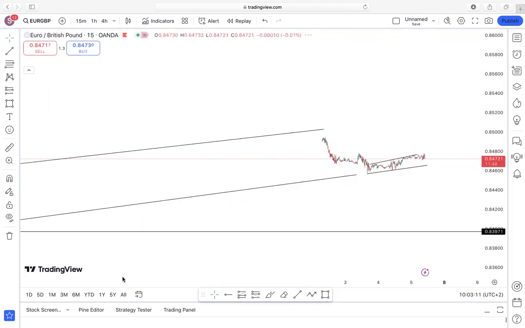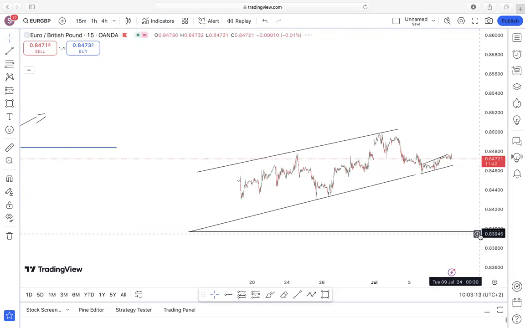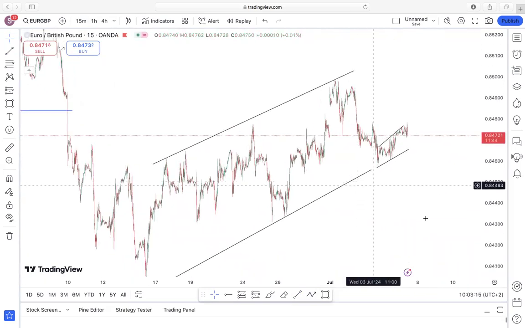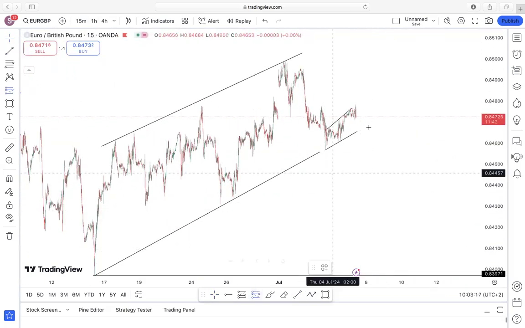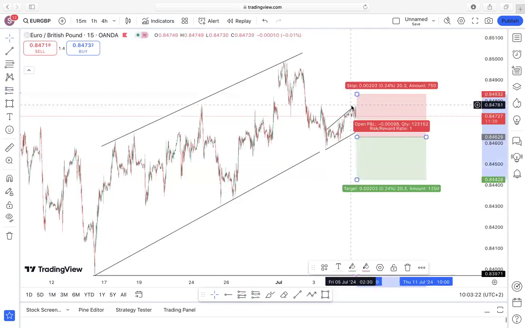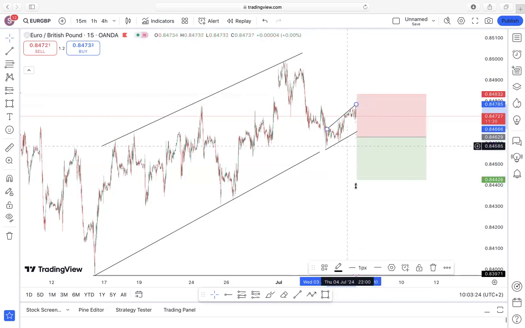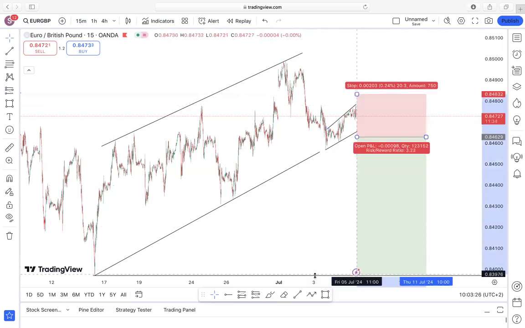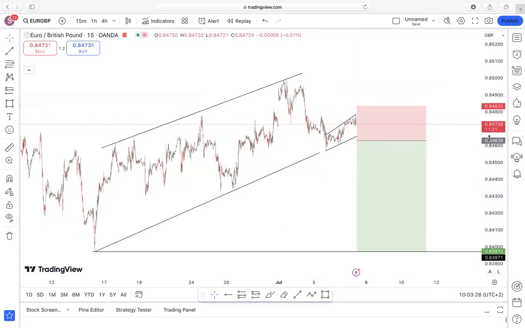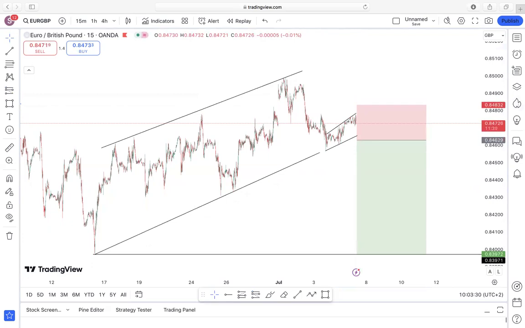Now, when it comes to my entry, how am I looking to execute an entry on this one? So as you can see, we already have this as our continuation pattern. So all I have to do is enter on the breakout and place my stop loss above the structure and my take profit all the way to the downside. So this is how I'm looking at the euro over the Great British Pound.